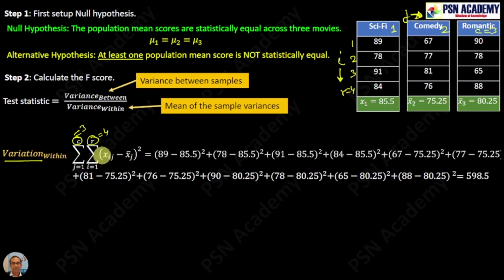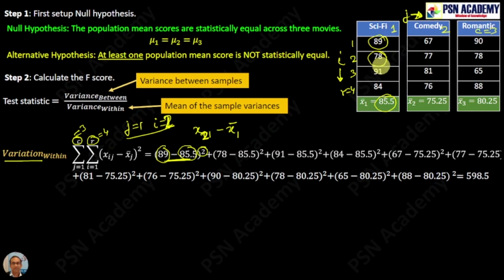So the first one is xij minus xj bar. Now see, for this first one j is 1 and i is also 1, right? In that case xij means x11 minus x1 bar. So x11 means 89 and x1 bar means 85.5, right? So you have written here 89 and 85.5. You find the gap, that's a deviation, and you square it. Next, j remains 1, i becomes 2 now. So this becomes x21, and x1 remains the same because j is 1. So j is 1, i is 2. That means x21 minus x1 bar.